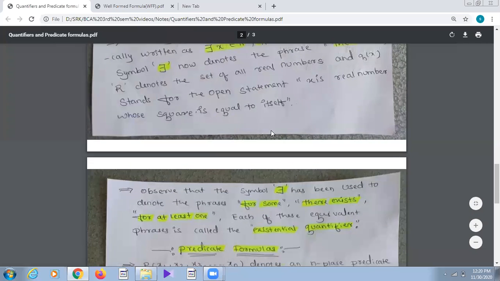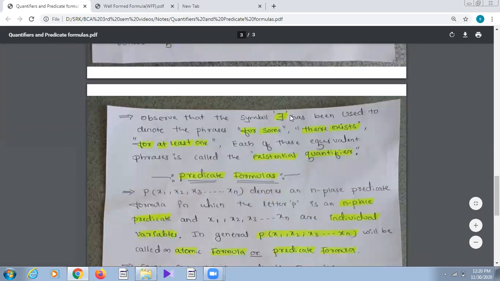Next, this symbol is used to denote the phrases for some, there exists, for at least one. So whatever these words and phrases are, they are denoted by this symbol, and we call it the existential quantifier. Remember this existential quantifier symbol and the words that come under it: for some, there exists, for at least one. These words or phrases tell about some part of the quantity.